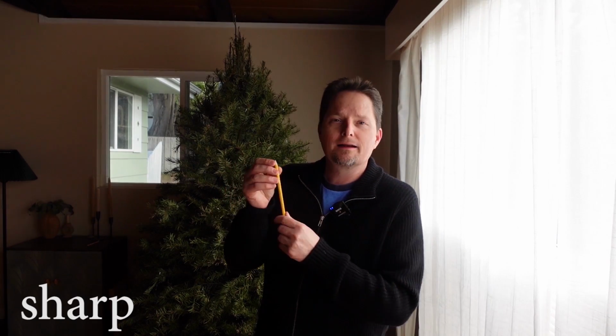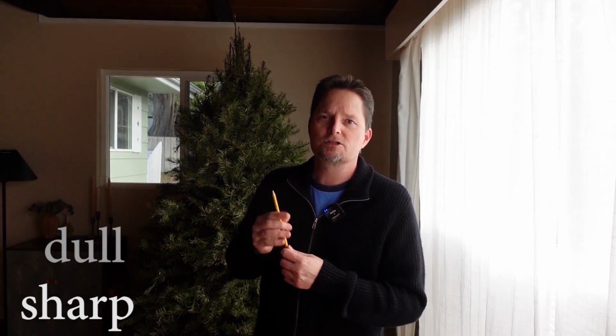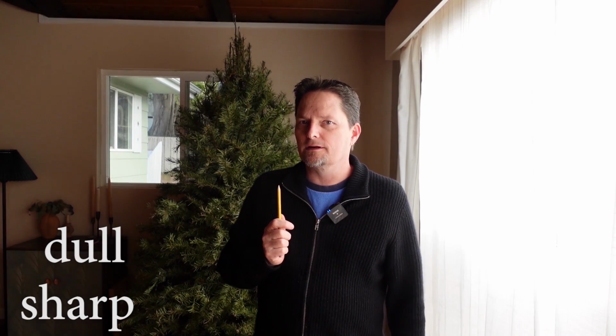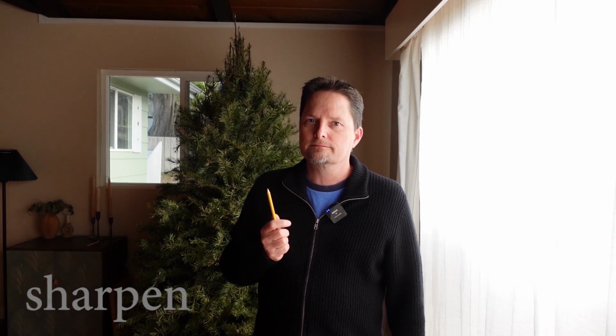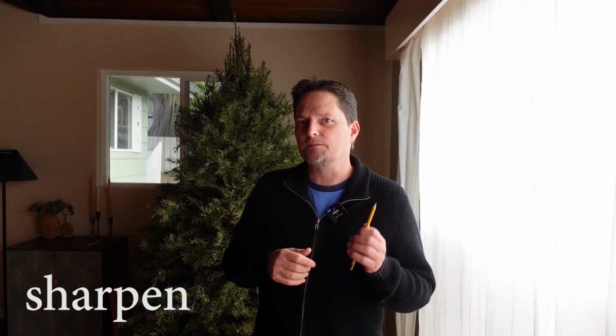Let's talk about this pencil. Is the pencil sharp? Not really. You take a look. The pencil's not sharp. So I can say it's dull. Dull is the opposite of sharp. This pencil is dull. So what do I need to do with it? Do you need to sharpen it? That's right, I need to sharpen it. Sharpen is the action, to make something sharp. I need to sharpen my pencil.